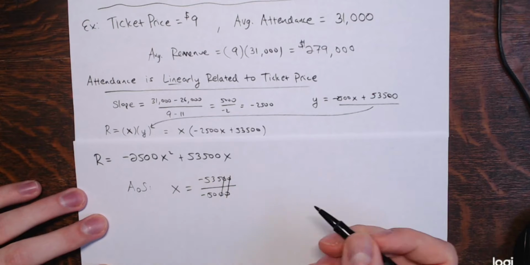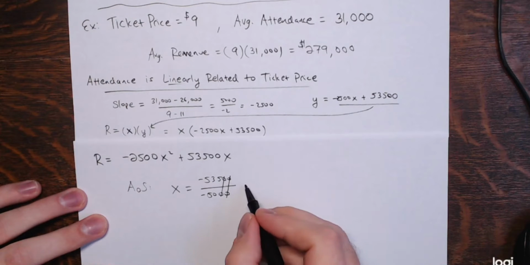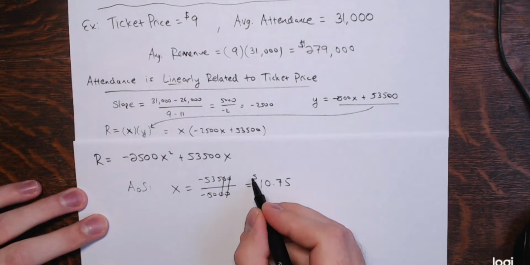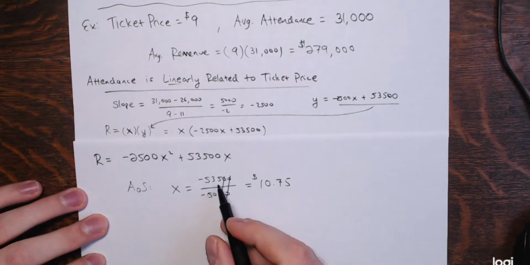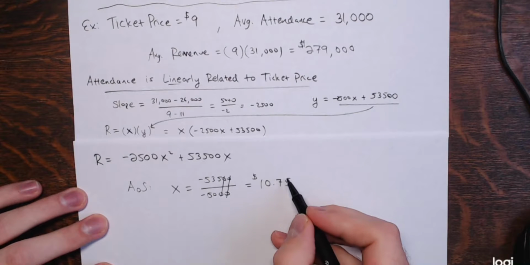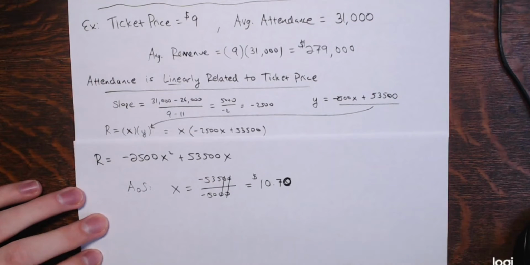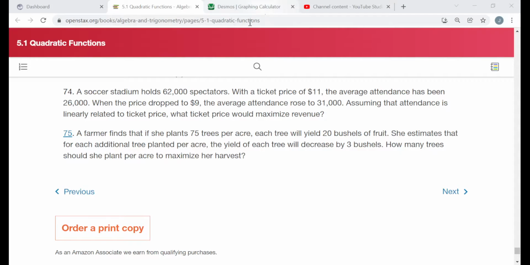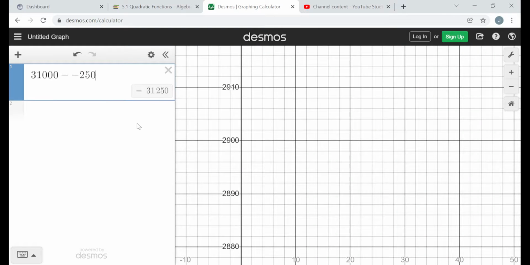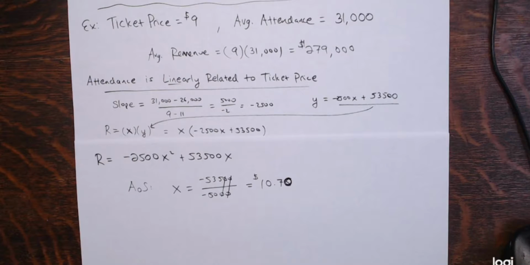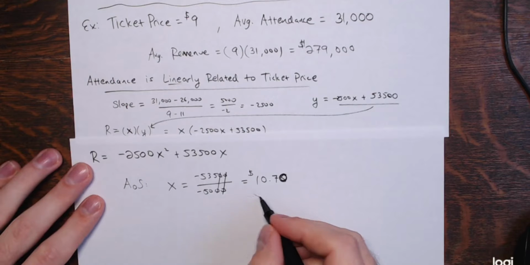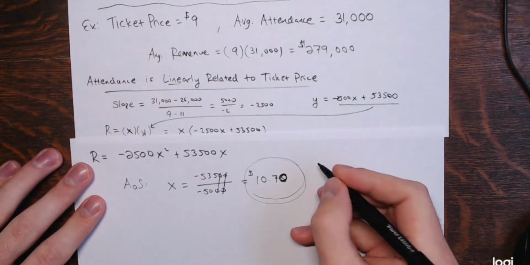So 10.75, $10.75. Maybe 10 and 35/50ths. Nope, 10.70. And just to double check, just to make absolutely certain, 53,500 divided by 5,000. Yeah, 10.70. So according to all that, this is the ticket price that they should charge to maximize revenue.